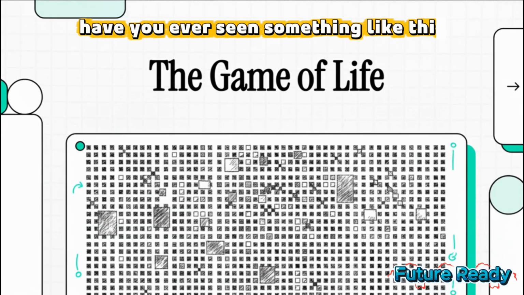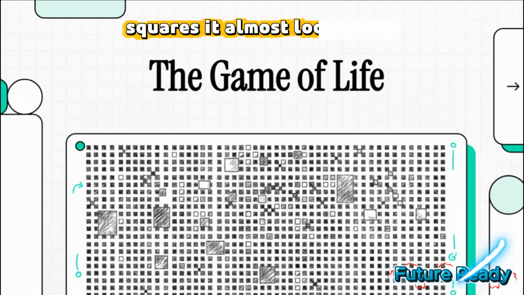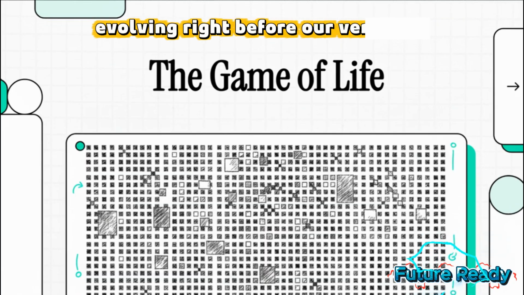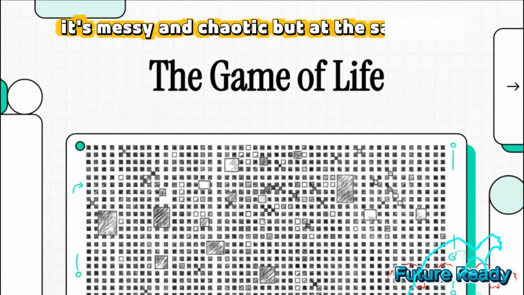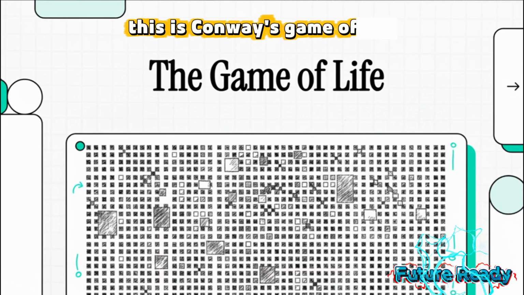Have you ever seen something like this? Just look at it, a constantly shifting pattern of black and white squares. It almost looks alive, doesn't it? Like some kind of digital ecosystem evolving right before our very eyes. It's messy and chaotic, but at the same time, there's a kind of order to it. This is Conway's Game of Life.